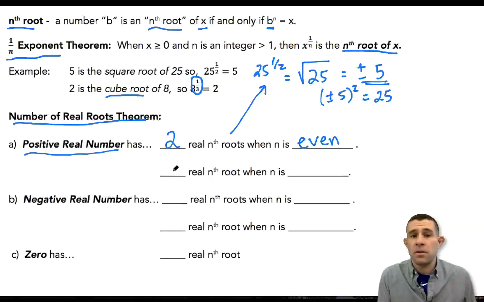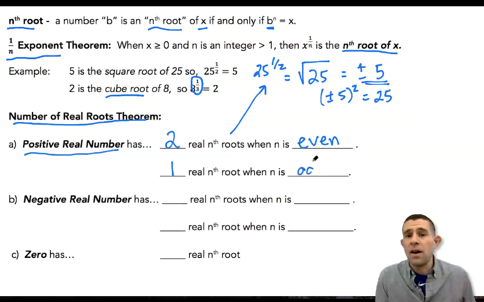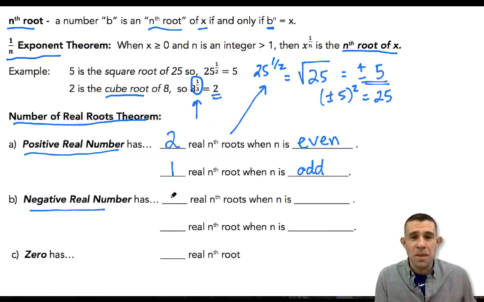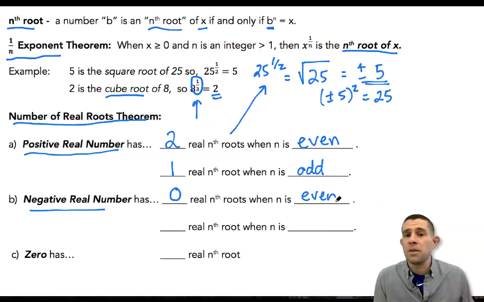When we have a positive real number, we recognize that there is one real root when n is odd. Now this would be our example of the cube root of 8. Our only solution here is positive 2. Now, when we have a negative real number, we know that there are 0 real roots when n is even. So this would be like the square root of negative 25. There are no real solutions, but there are two imaginary solutions.